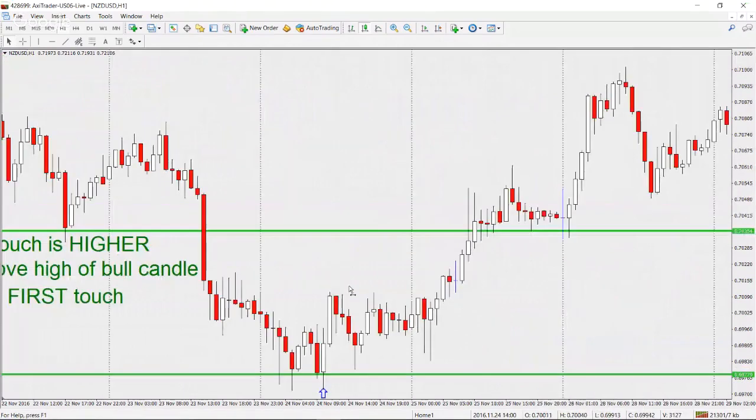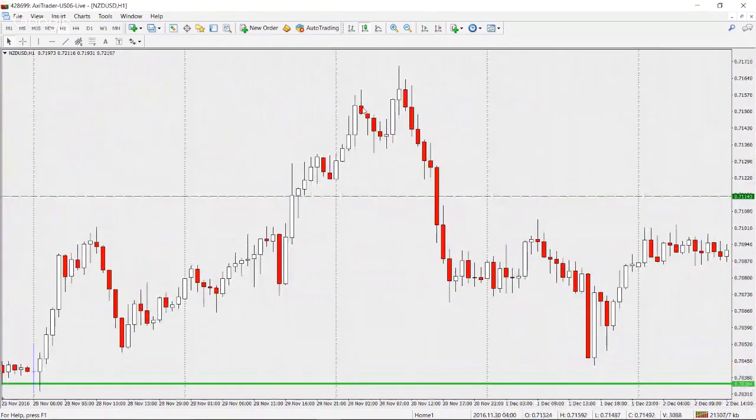Let's see other. This is not a moolah top. Why? Because the second touch is higher.